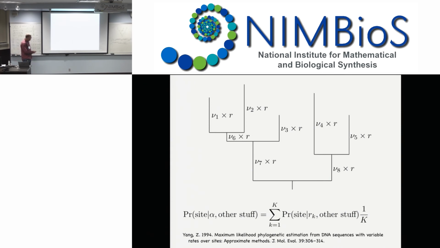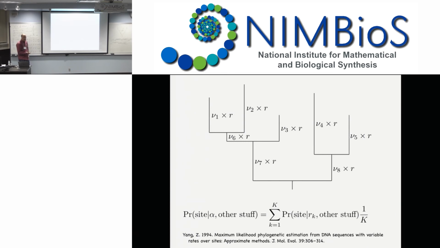So you have a sum over the different number of categories you broke the continuous gamma into, and you use the rate value, the average rate for the kth category. And because you broke the gamma into equal rate categories, each category has a prior probability of 1 over the number of categories you broke it into. And that's what we end up doing.